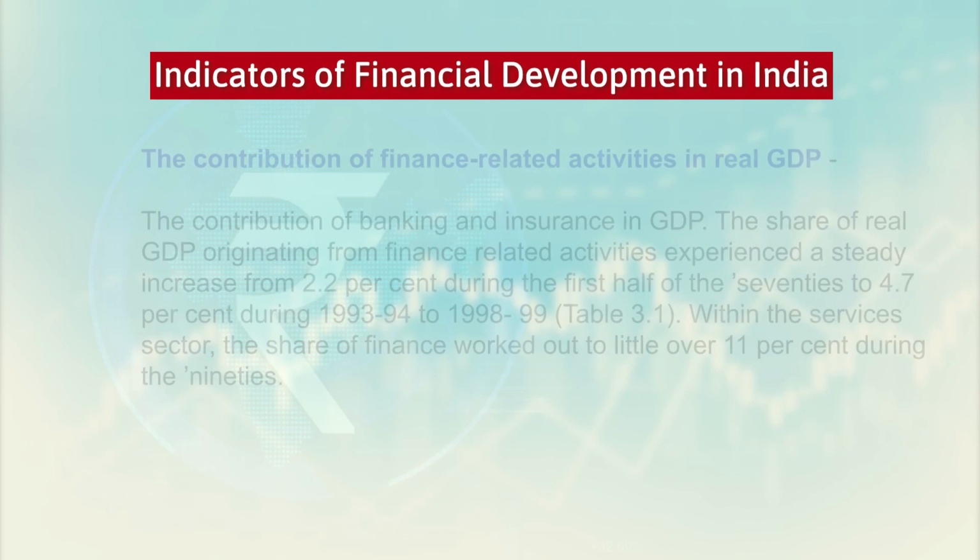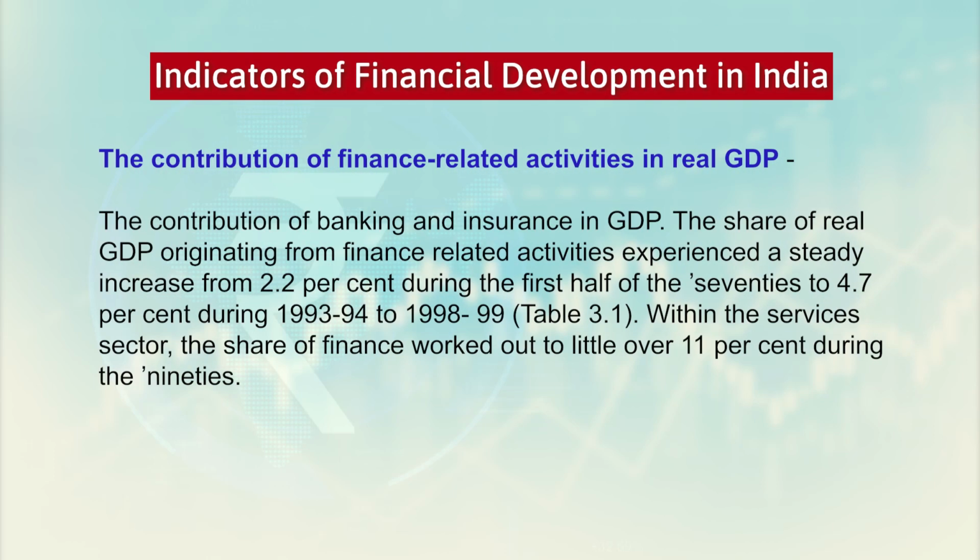Number one, the contribution of finance-related activities in the real GDP. That is basically, we are looking at the contribution of banking and insurance in GDP. That is, the share of real GDP which is originating from finance-related activities. These have really experienced a steady increase from 2.2% during the first half of the 70s to around 4.7% during 1993-94 to 97-98. Within the service sector, the share of finance worked out to little over 11% during the 90s.